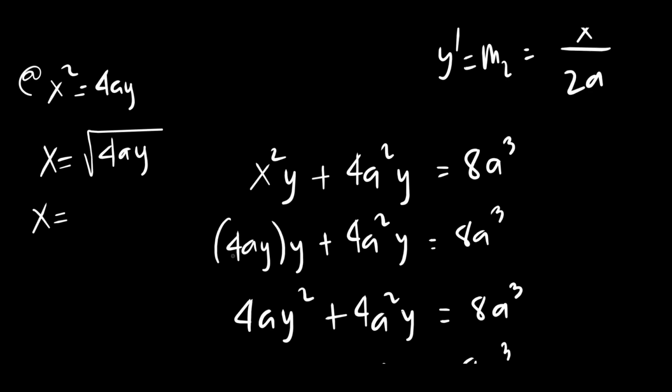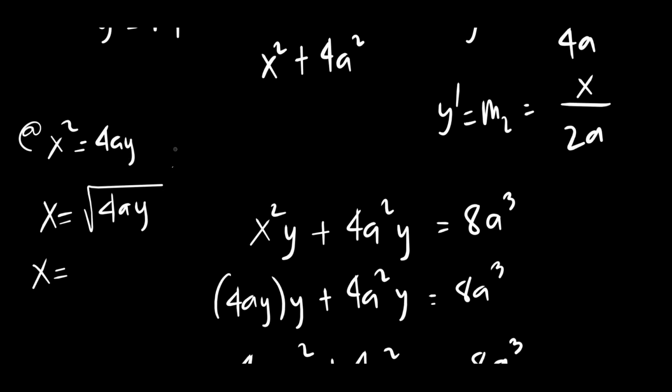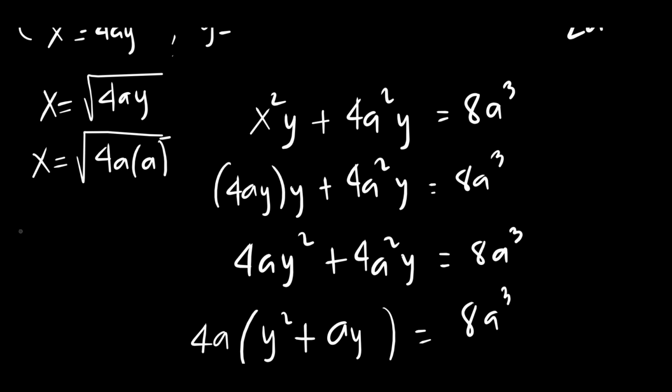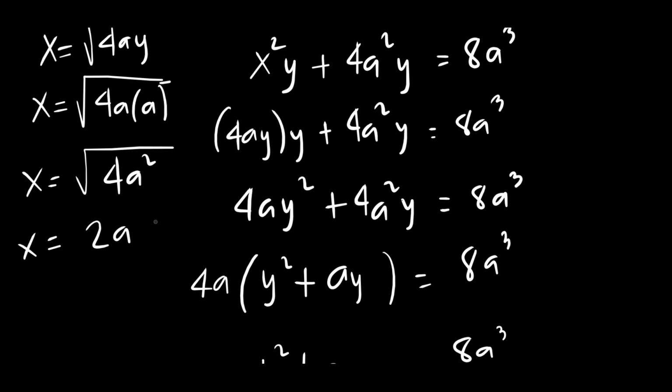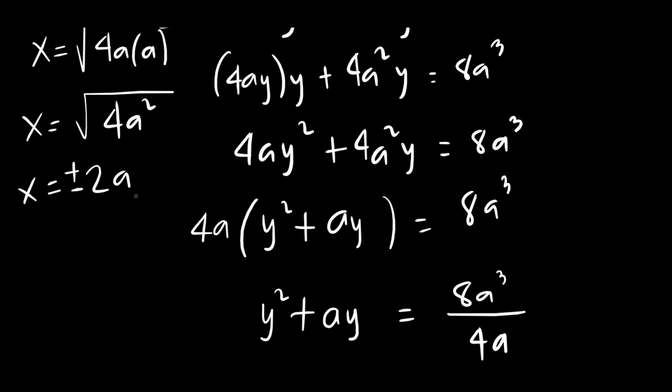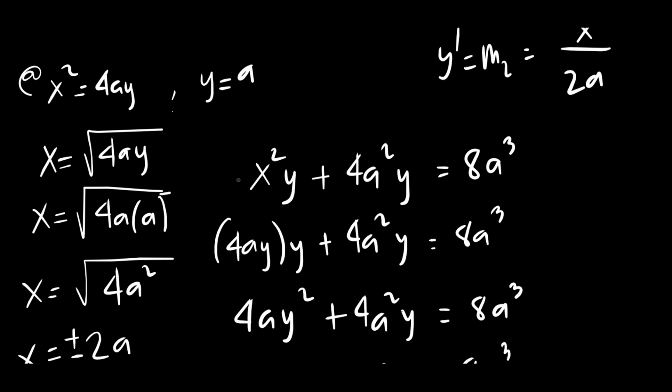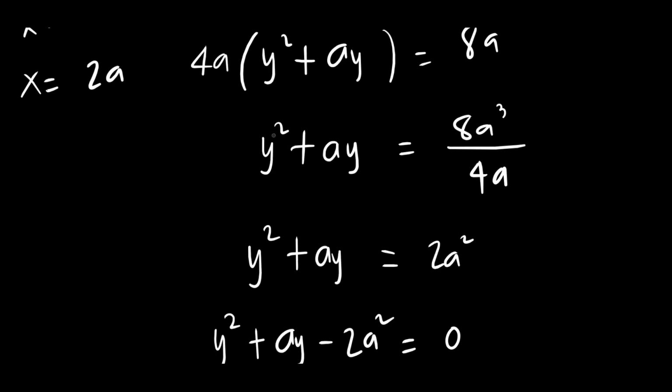So at y equals a, we'll have the square root of 4 multiplied by 4a multiplied by a, right? So we'll have x equals the square root of 4a squared. So x is equal to 2a, right? So it must be positive and negative 2a. But for me, just use x equals 2a, so we're not able to deal with the negative sign.